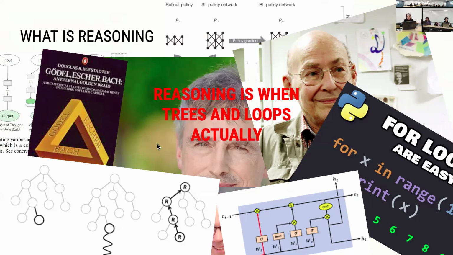Well, trees are not enough, right? You also need loops, because without loops you'll have Turing completeness. So you need the loops, unfortunately. Yeah, and so you need both. Exactly. So the reasoning is trees and loops.